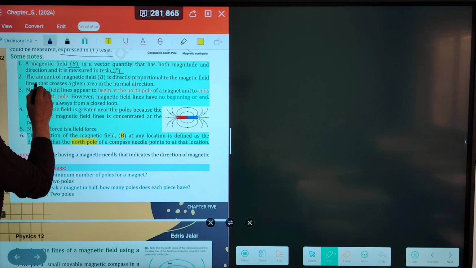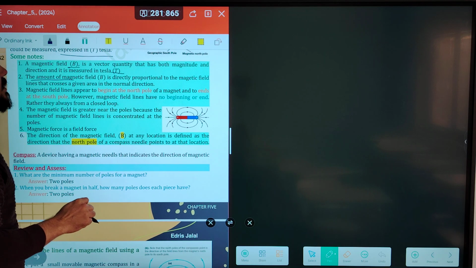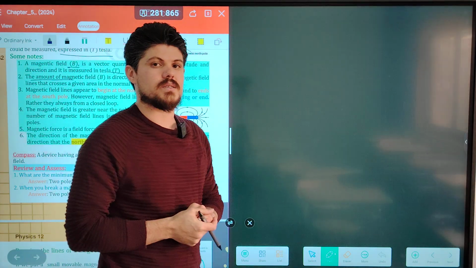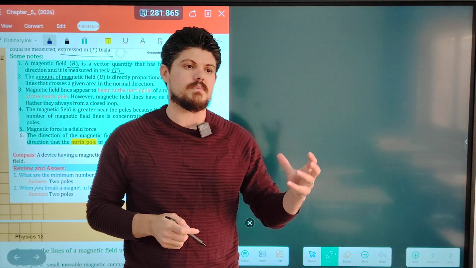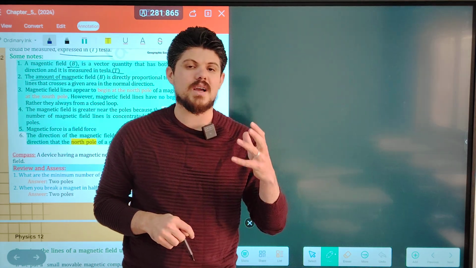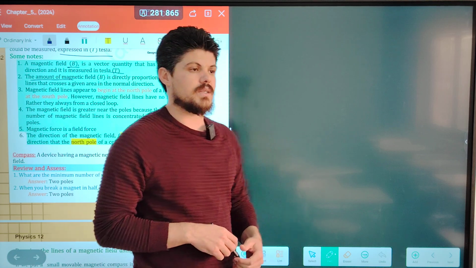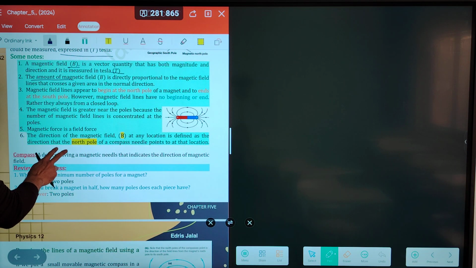We measure it in Tesla. The amount of magnetic field is directly proportional to the number of magnetic field lines. More field lines means strong magnetism. Fewer magnetic field lines means this magnet is weak. So the number of magnetic field lines determines the strength or weakness of the magnetism.